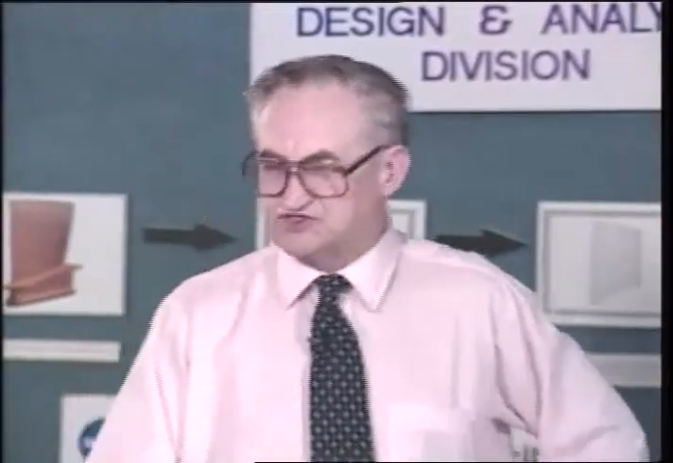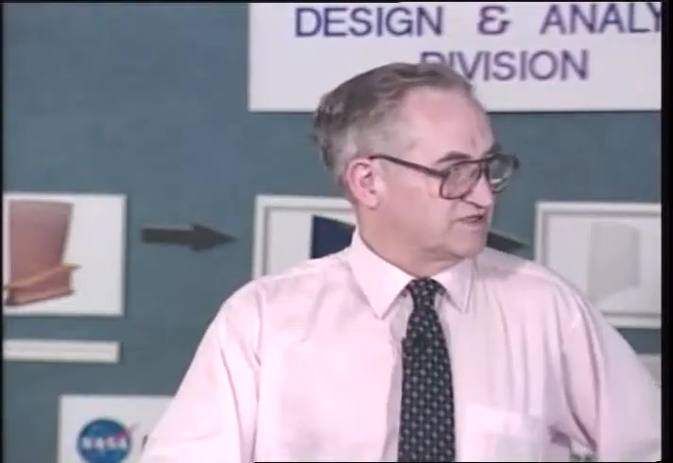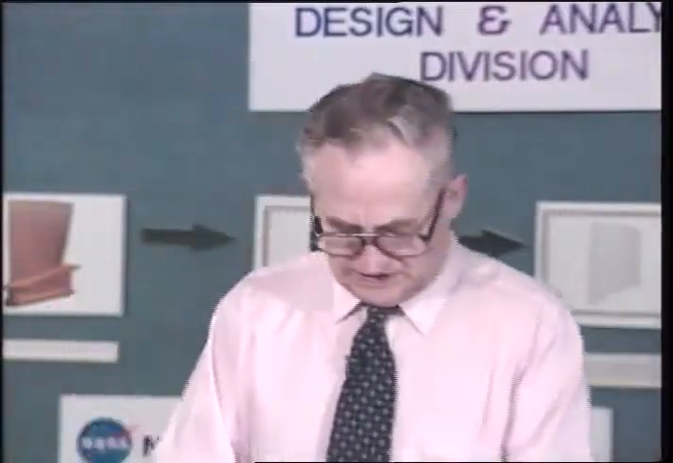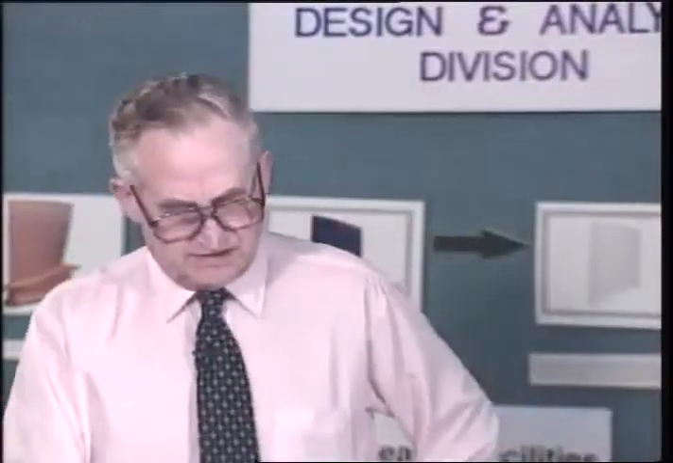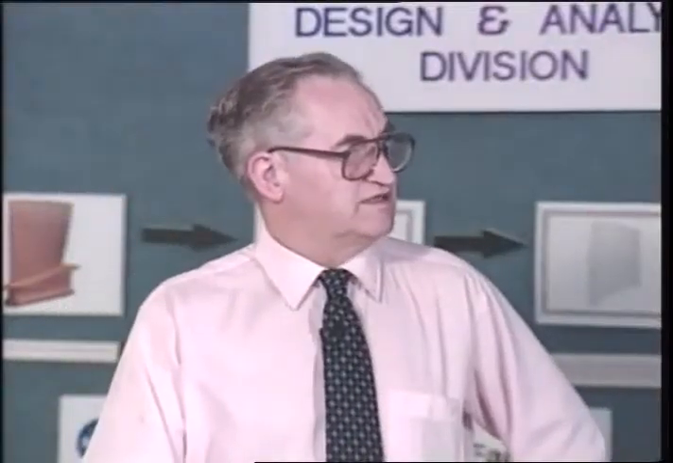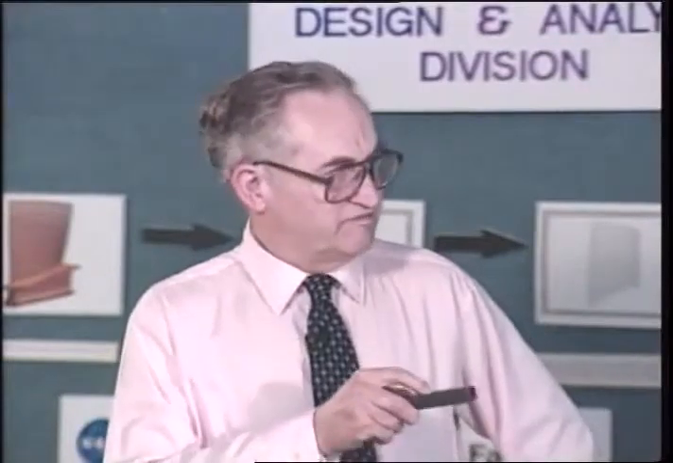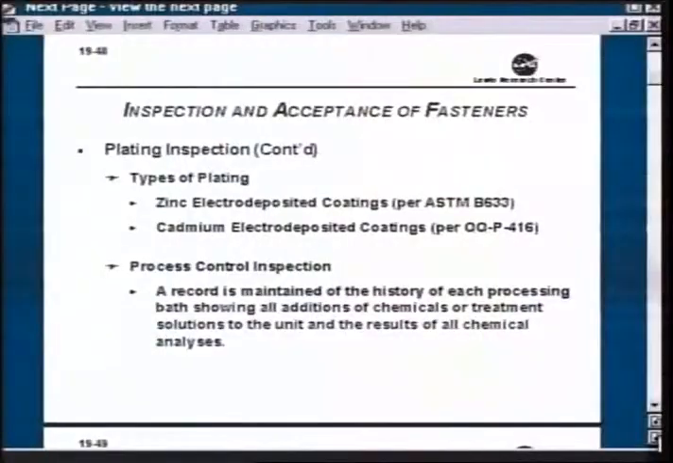Now, you can do two different things. You can destroy the plating on a fastener and take a chunk of the plating and put it in a scanning electron microscope and see whether it's mostly cadmium or mostly zinc. But there are other things you can do in inspecting too. Now, zinc is usually covered by ASTM B633, and cadmium is covered by a federal spec, QQ-P-416.